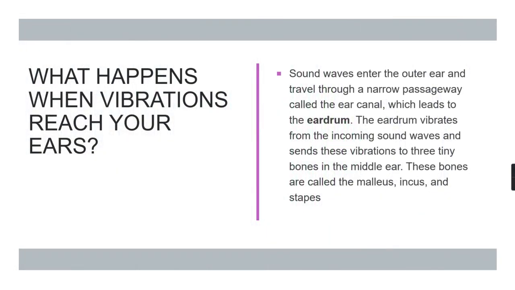What happens when vibrations reach your ears? Sound waves enter the outer ear and travel through a narrow passageway called the ear canal, which leads to the eardrum. The eardrum vibrates from incoming sound waves and sends these vibrations to tiny bones in the mid-ear. These bones are called the malleus, incus, and stapes.